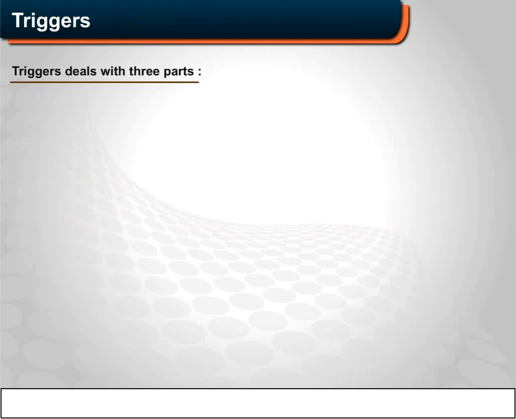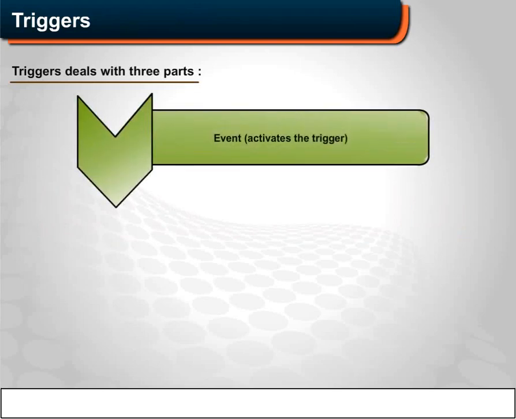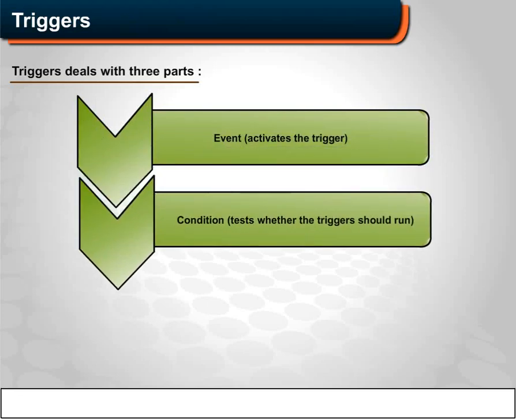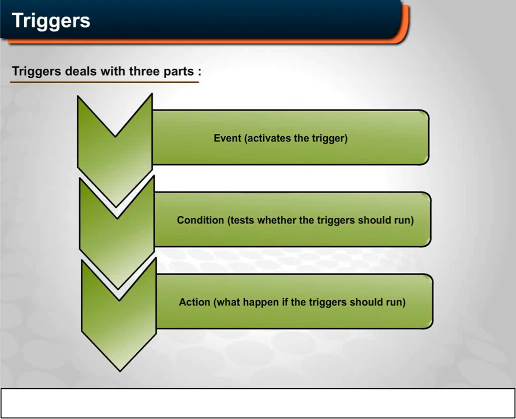Triggers deal with 3 parts. Event activates the trigger. Condition tests whether the trigger should run. Action: what happens if the trigger should run.